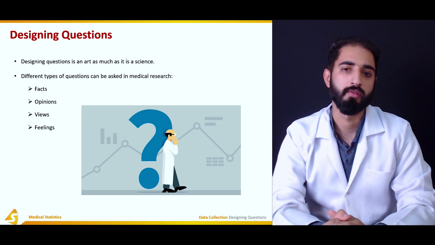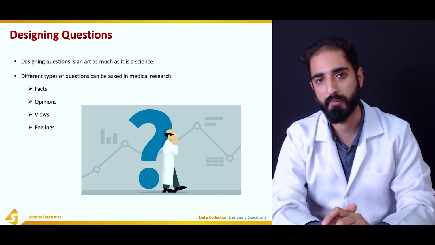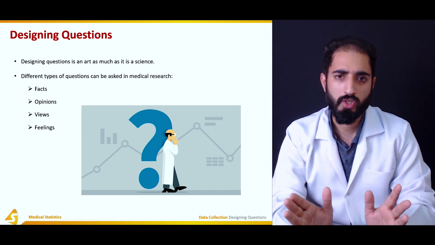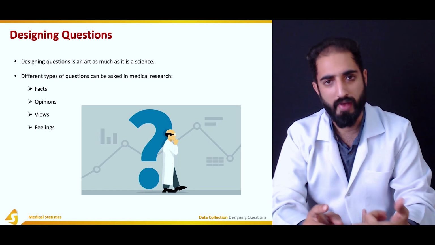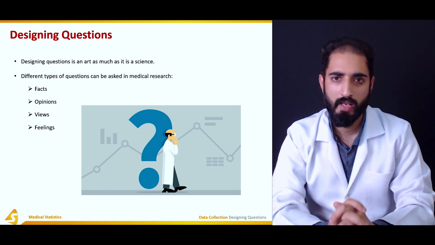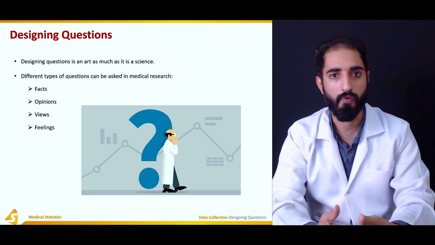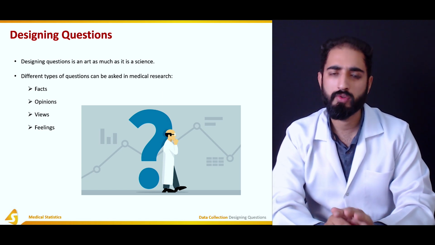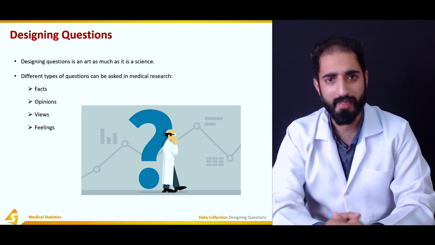There are different types of questions, and those questions can focus on different things in medical research and in research of any kind. These questions can have answers in the form of facts, opinions, views, and feelings. Facts are very accurate and are the same for any environment, for anyone, for any person. And opinions, views, and feelings change from person to person, place to place, and time to time. And they are more subjective.